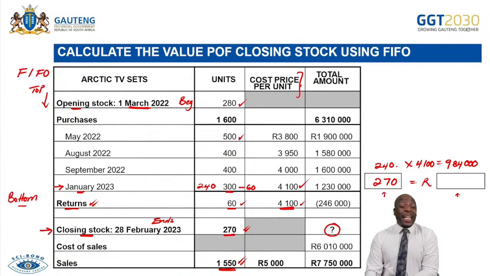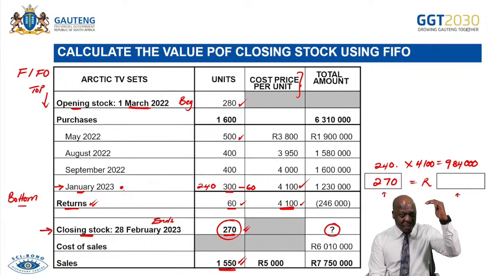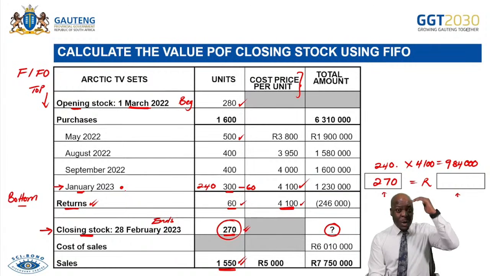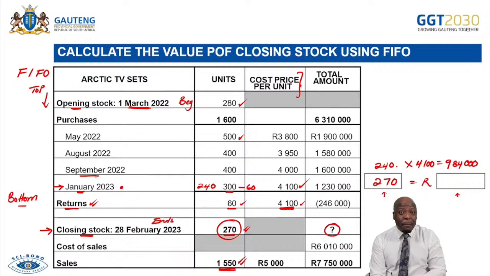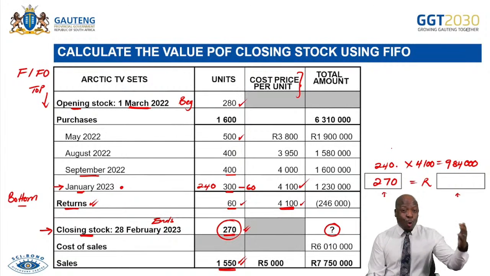But we know that our units on hand are how many? They are 270. That means our closing stock is not only made up of units in January. From January, where do I look? I look up. Which month is up? September. How many units do I have in September? I have 400 units. But here, I already have 240 of the 270. That means in September, some other units were sold.